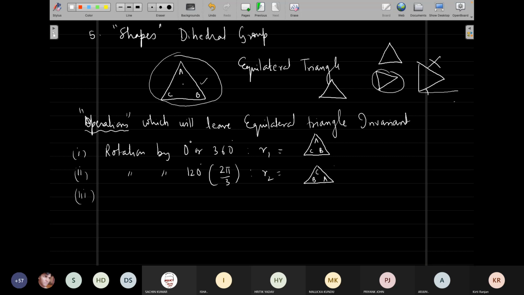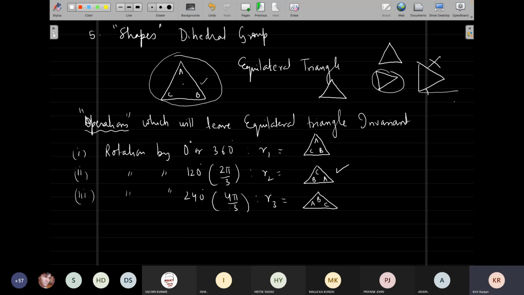Yes, sir. Any other rotation? Sir, by 240 degrees. Rotation by 240 degrees, in terms of pi, what should I write? 4 pi by 3. Thank you. I call that the next one. What will happen to my indices, which I am just keeping track of? The left corner A, sir, A will go in place of C, and B in place of A. Any other operation?